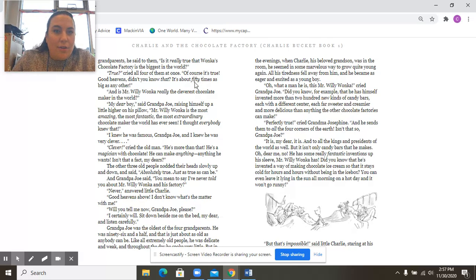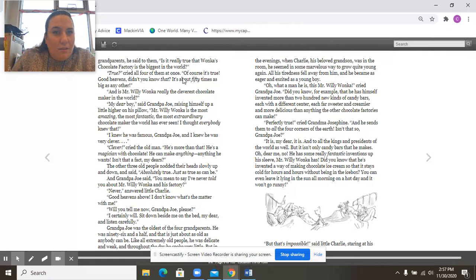Whenever we see the author use italics, and we've talked about that text feature, that means they're emphasizing it. So when he says, "Is it really true?" When you emphasize it, you kind of take the word and stretch it out. Or sometimes it's like a questioning tone. Is it really true that Wonka's chocolate factory is the biggest in the world? Practice that good reading expression.